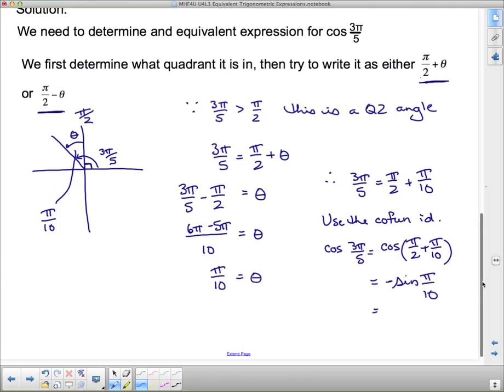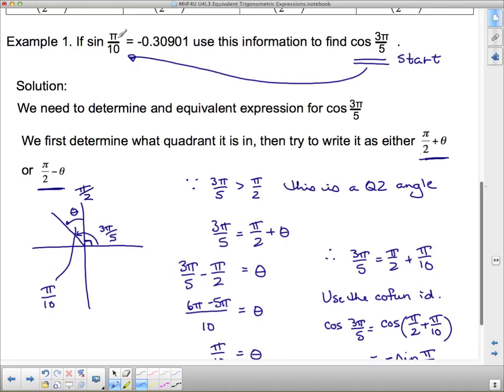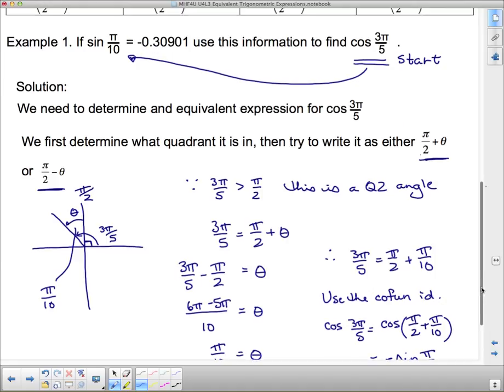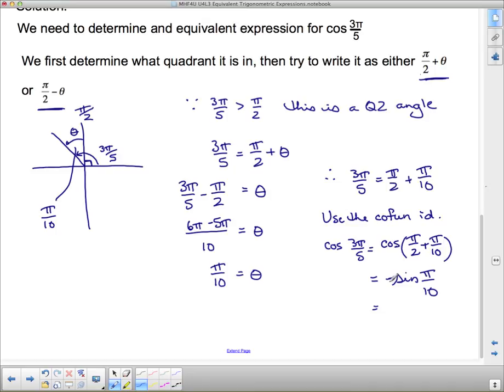Now, back up in the original question, it told us what the sine of pi by 10 was. It's negative 0.30901. So we want the negative of negative 0.30901. So it's going to be positive 0.30901. So we found it. That's what the cos of 3 pi by 5 is without having to pick up the calculator. Now that's a whole lot of figuring, but that's what the cofunction identity is all about.